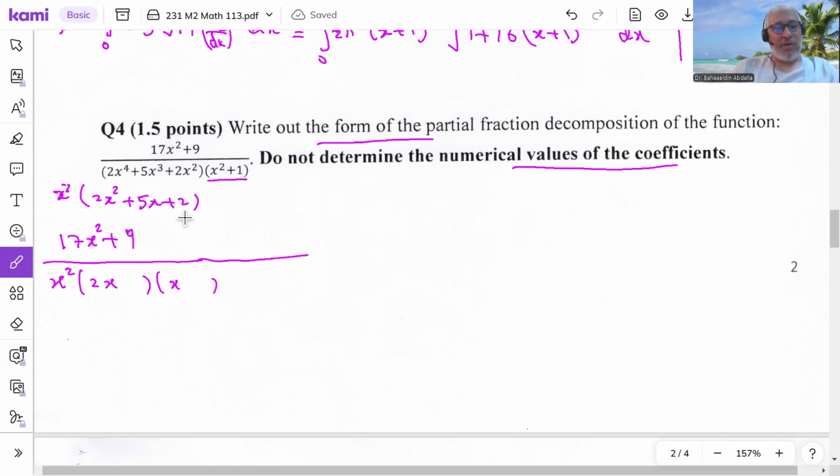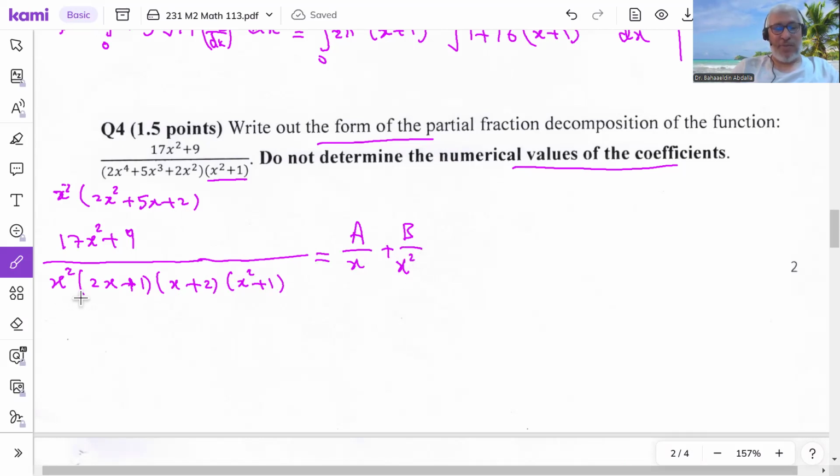And then plus 2, so plus 2 and plus 1. I have 2 and x plus 4x, 5x. So that's the factored form. And I have x squared plus 1, which is an irreducible quadratic factor. I have x squared, so I write a over x plus b over x squared.